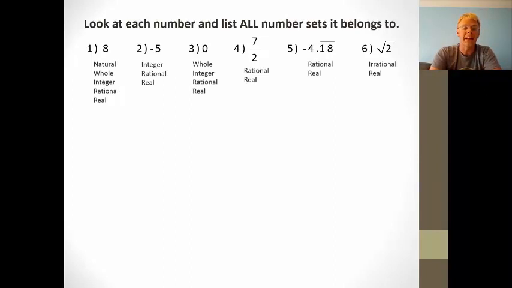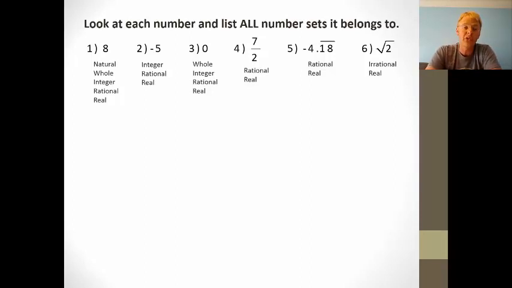-5, you can see, is not a natural or a whole number because it's negative, but it is an integer, it's rational, it's real. 0 is not a natural number, but it is whole, integer, rational, and real. Now 7/2, that's a fraction, which means it can't be in the naturals, it can't be a whole, it can't be an integer, but it is rational because when you put it in your calculator, it's going to have a terminating decimal. That also makes it real. -4.18 repeating, right? Repeating decimal, we see that bar right there, that makes it rational, which makes it real.